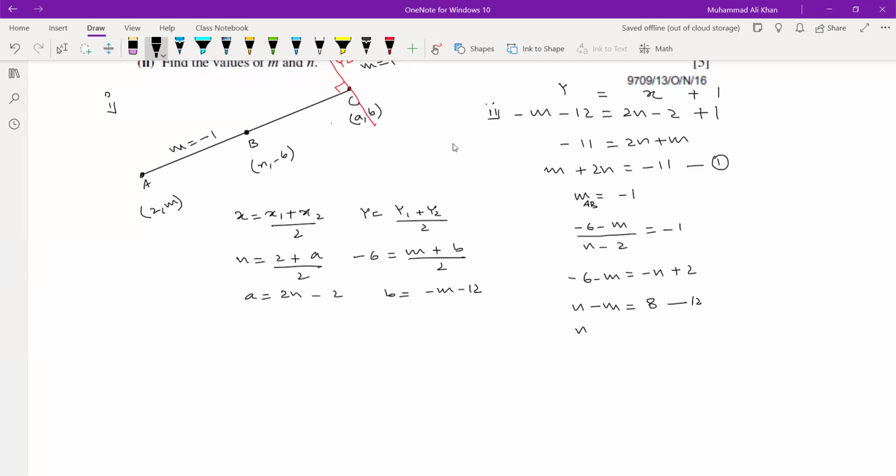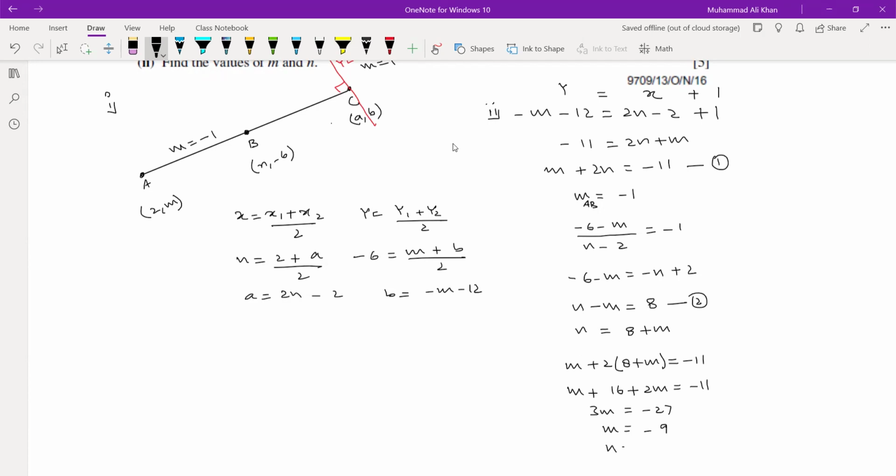This is equation 2. Can I say that n equals 8 plus m? Replace in equation 1: m plus 2 times (8 plus m) equals -11. m plus 16 plus 2m equals -11. 3m equals... 16 minus 11 is, sorry, 16 plus 11, 27 with a minus sign. So what is the value of m?